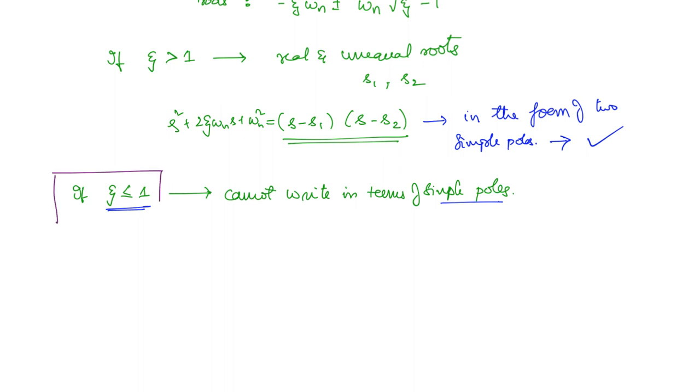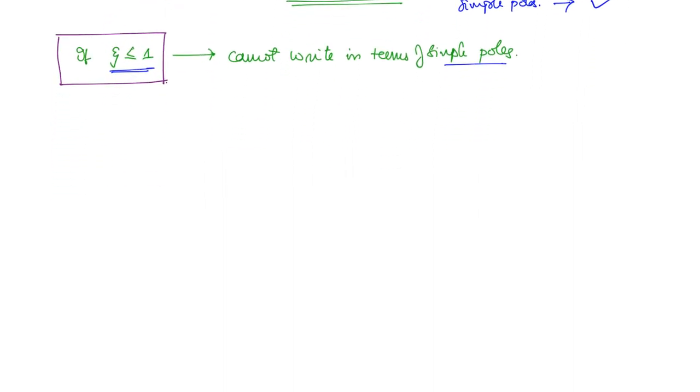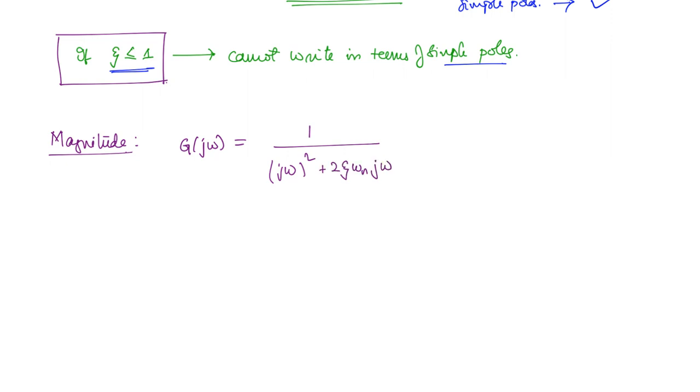For this case, we will write the magnitude function and the phase function, and then accordingly we will draw the magnitude and the phase plot. First we will draw the magnitude plot. So if you put s is equal to j omega, then G(j omega) you are going to get 1 by, in terms of s square you will write, j omega whole square plus 2 zeta omega n into j omega plus omega n square.